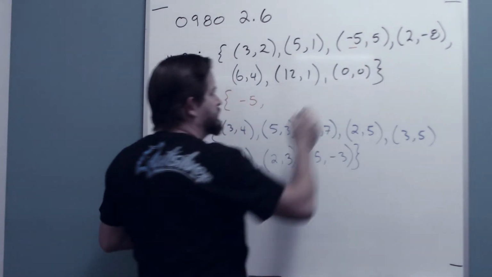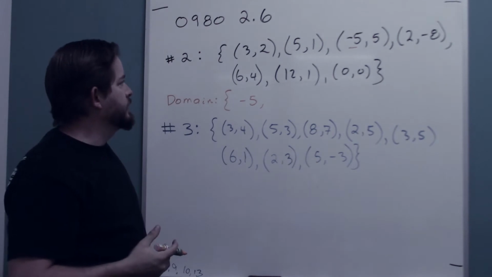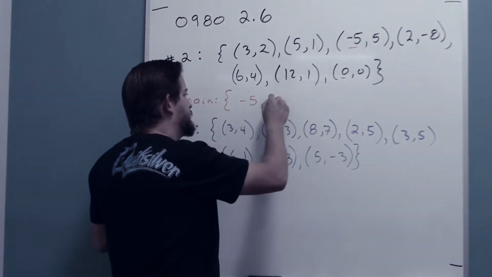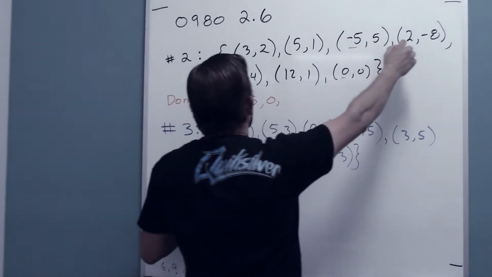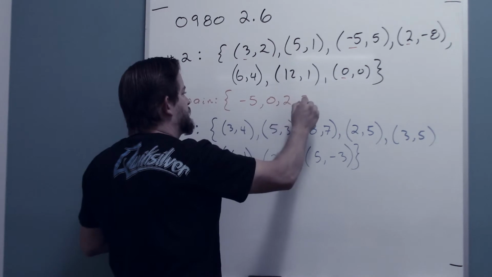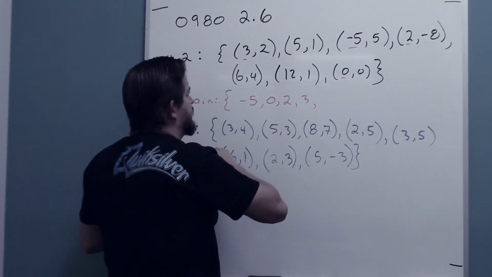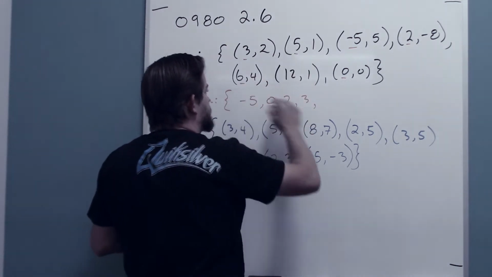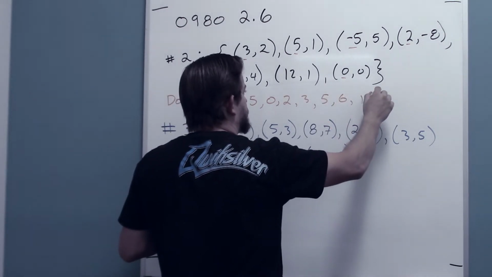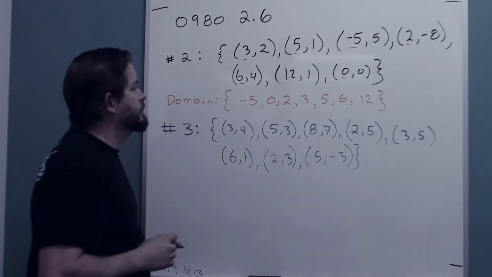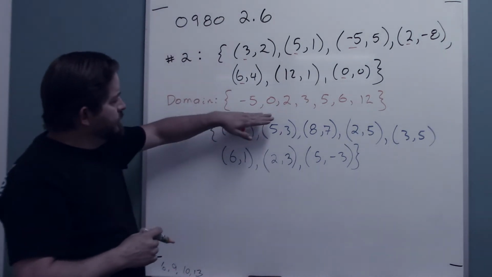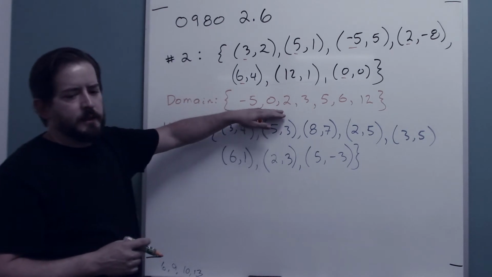You can underline them to show that you've done it, but the next smallest one is a 0. And then a 2, and then a 3, and then a 5 and a 6, and then my 12. And that's all of them. That's my domain. I'm going to leave this here because I'm going to come back to it.